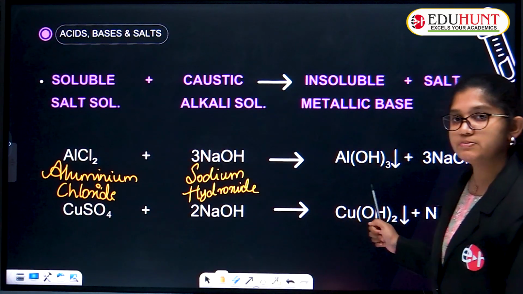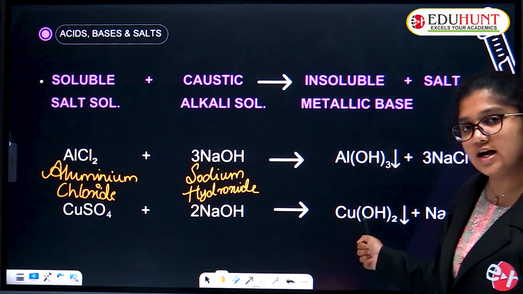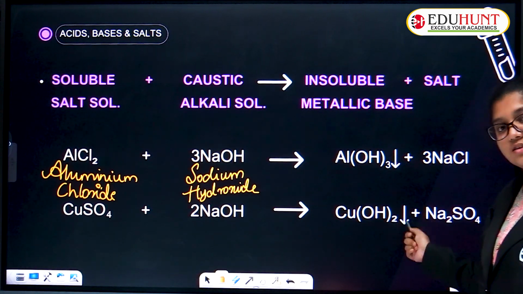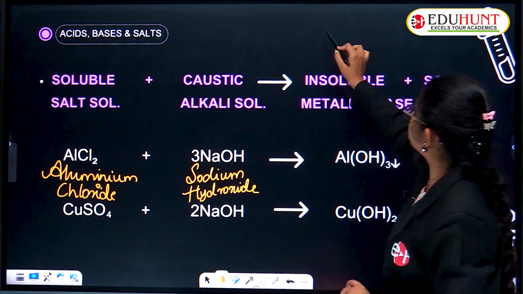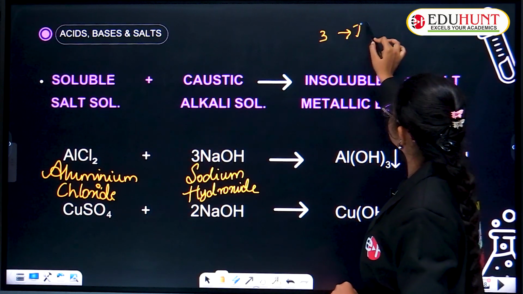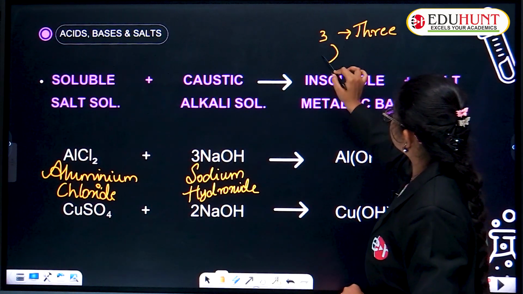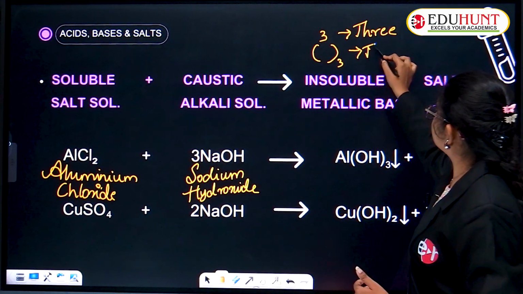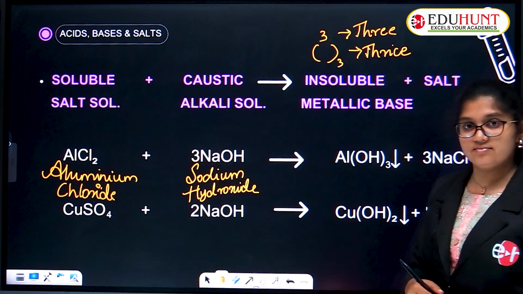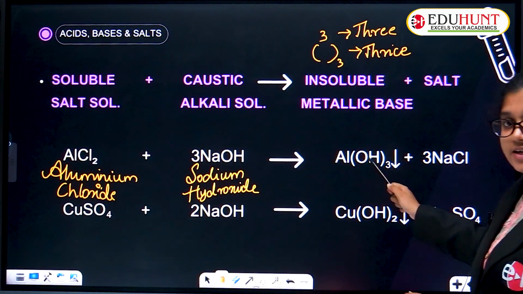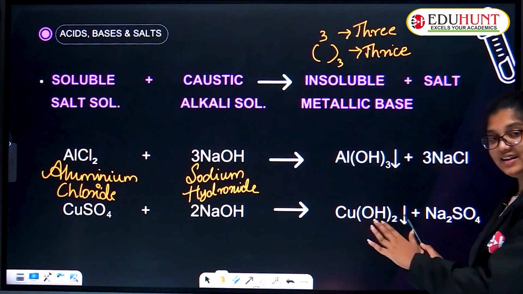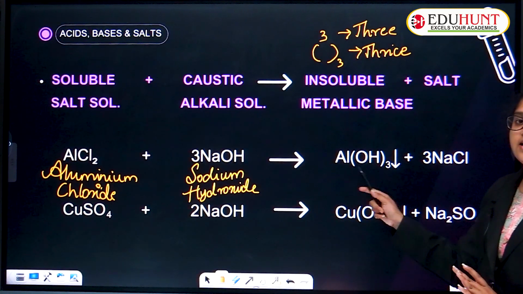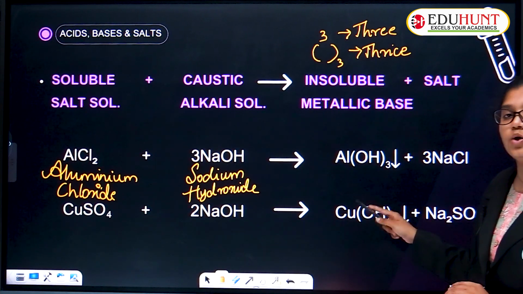So when aluminium chloride and 3 molecules of sodium hydroxide react, we get this particular insoluble metallic base. What is that? It is Al(OH) thrice. When you see the number 3, children, and the bracket is there with subscript 3, that is named as thrice. Did you get that? It is written as Al(OH)3 with the bracket, but read as Al(OH) thrice.